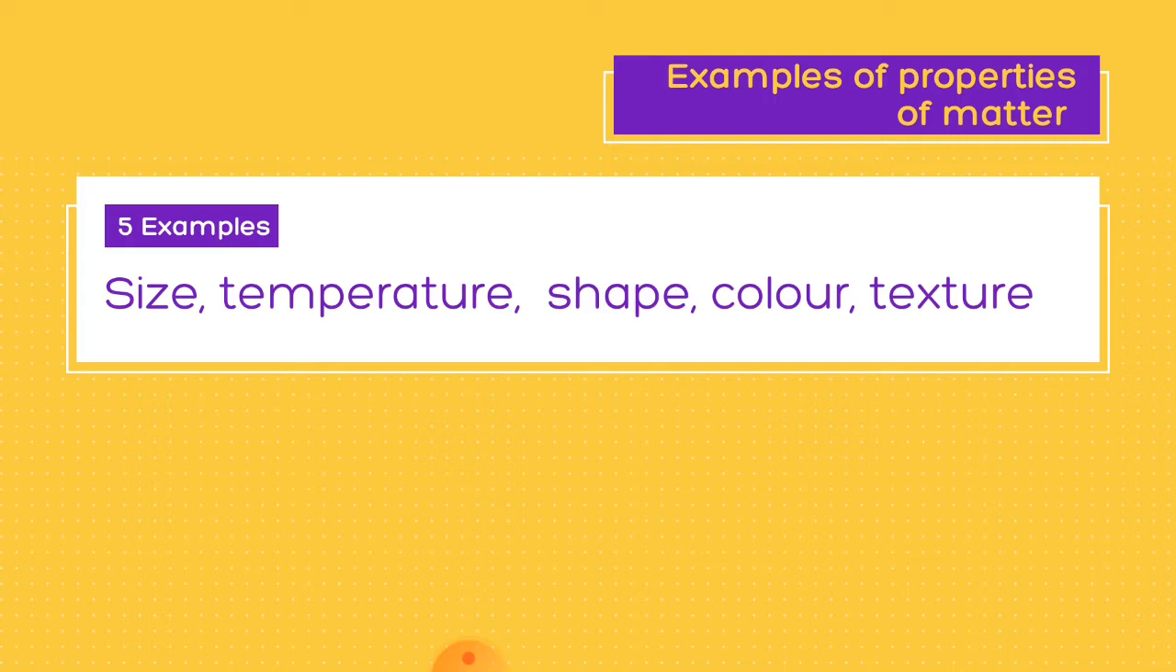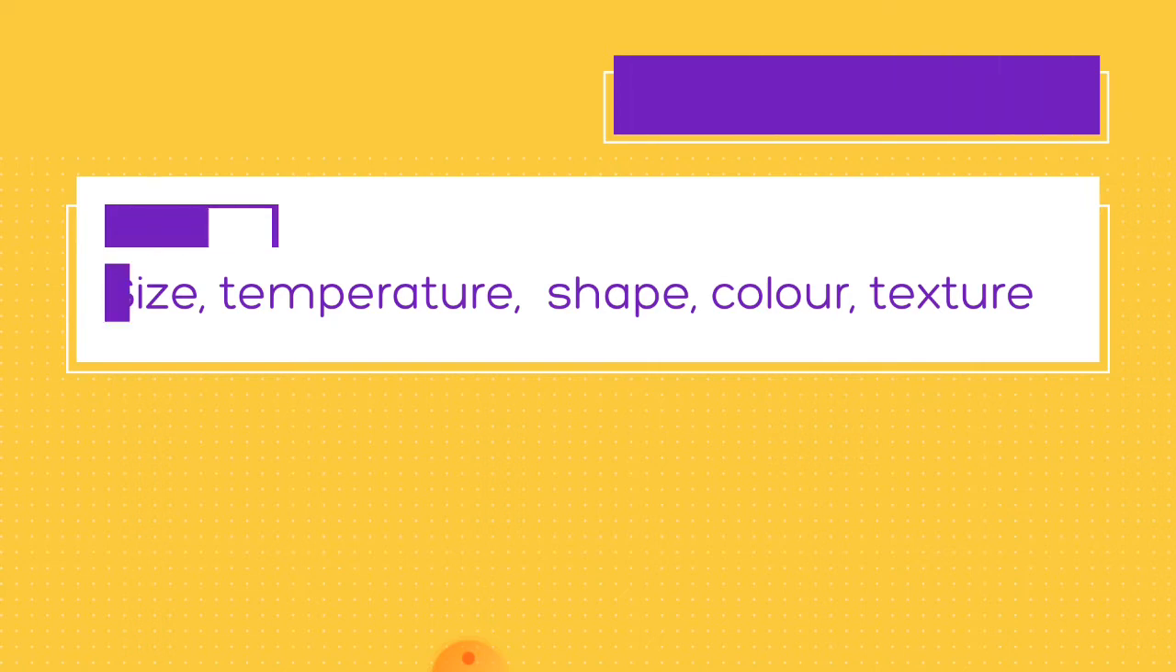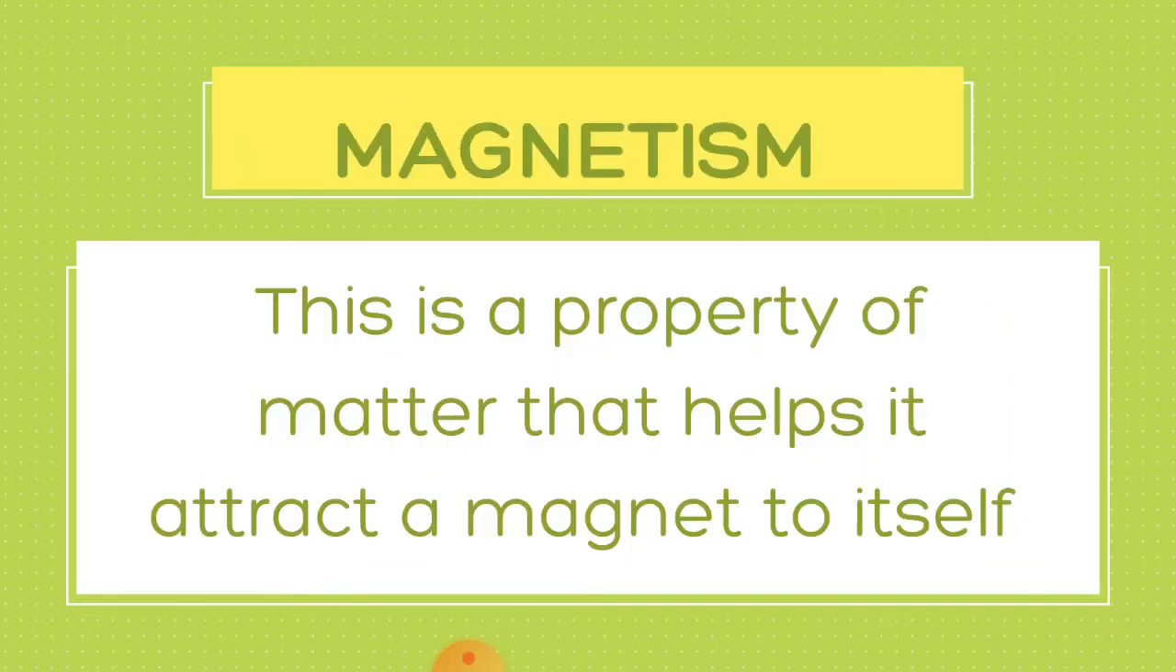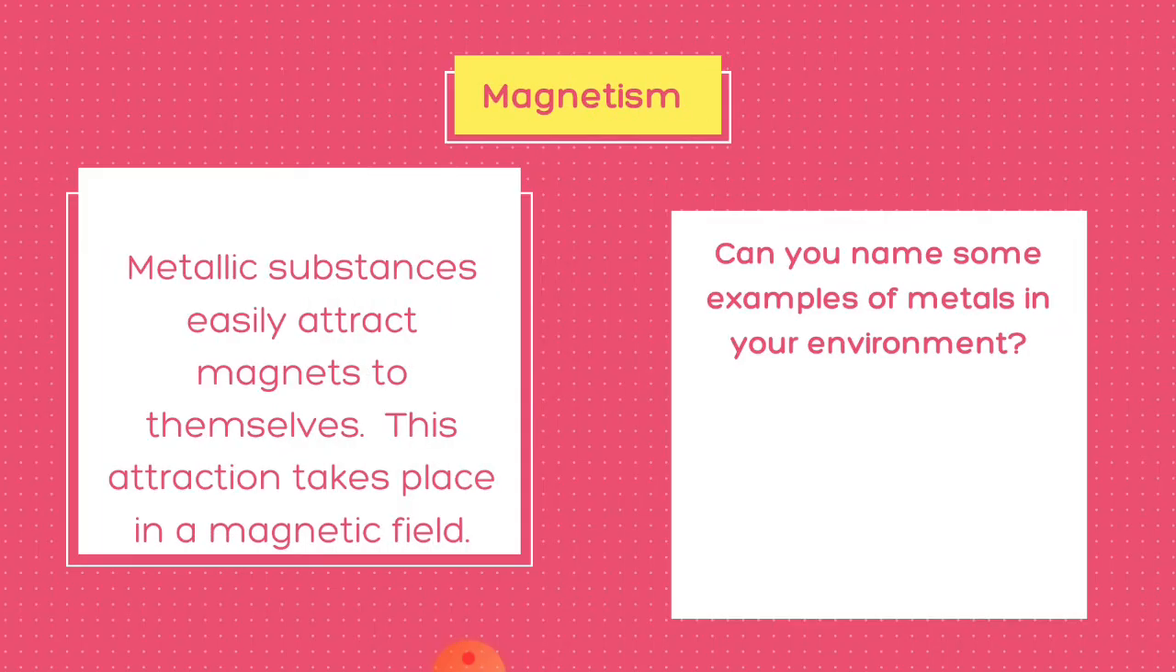You can say a watermelon is green in color. It's never orange in color. So that helps you to describe what a watermelon is, as an example. Now, magnetism. This is a property of matter that helps it attract a magnet to itself. Not every matter or every object can attract a magnet. So for an object to do that, that property is called magnetism.